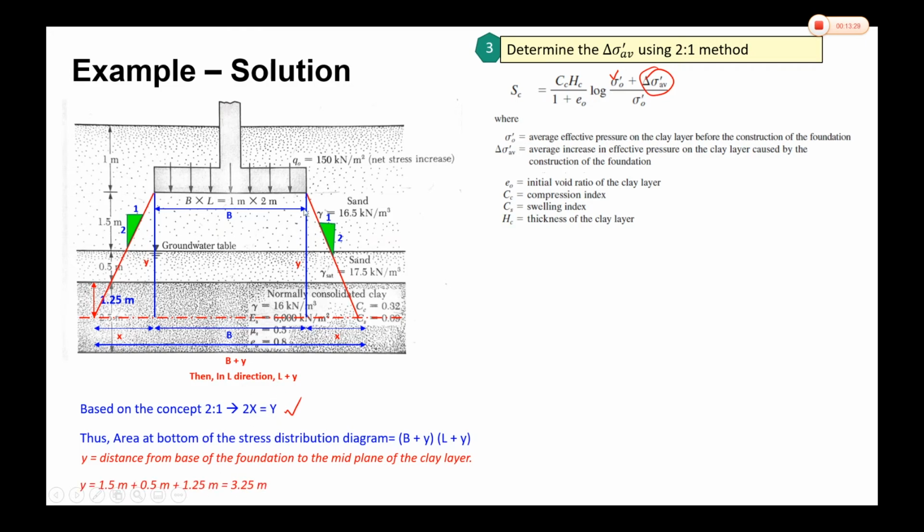Now the value of Y, you can get it directly at the base of the foundation here. So we have 1.5 plus 0.5, and then plus 1.25. So this is the length of Y. So Y is 3.25.